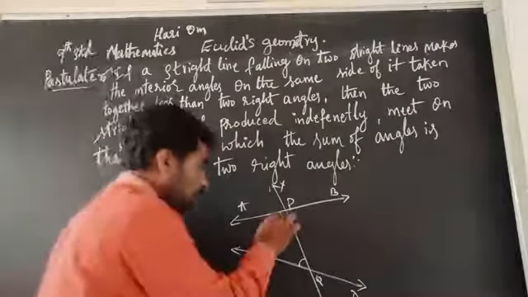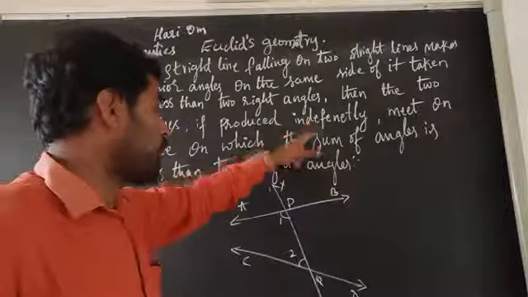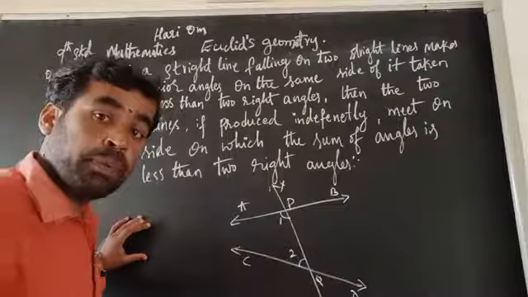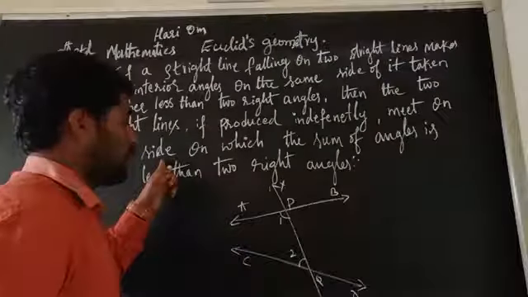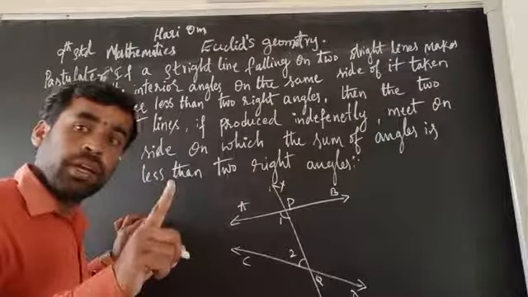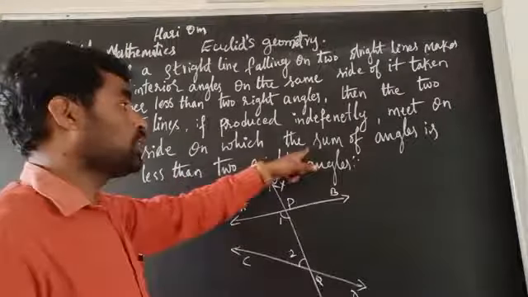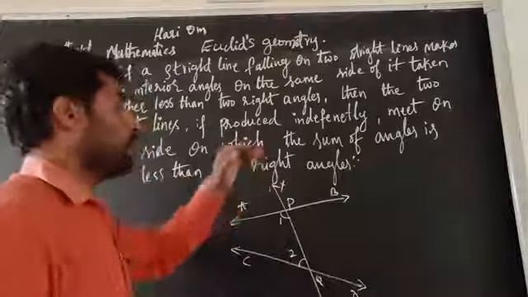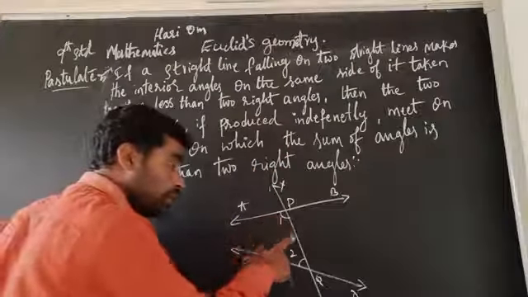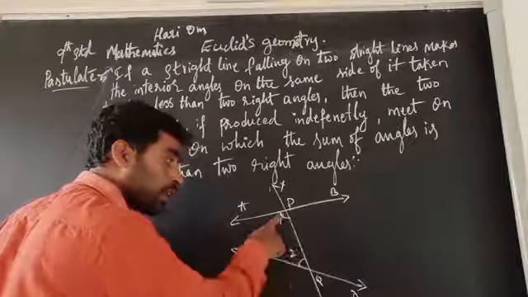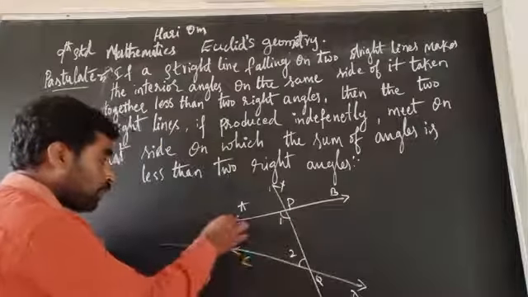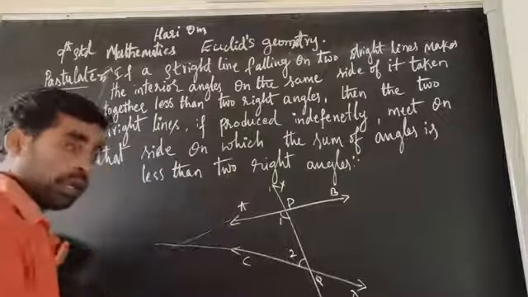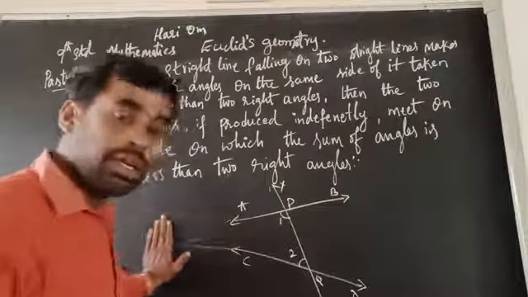Now, if the two straight lines are produced indefinitely, meaning we extend them indefinitely, they will meet on the side where the sum of the angles is less than two right angles. If you add this angle and this angle, the sum of the two angles is less than 180 degrees. Then if you produce that side, they are going to meet at one point.